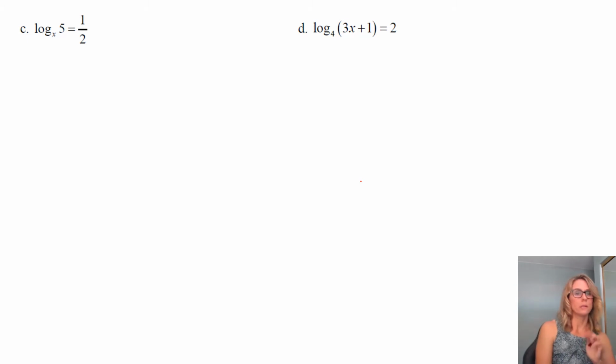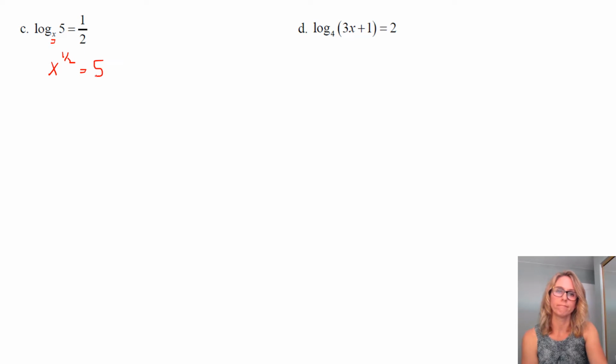Now take a look at why C is a little bit different than A and B. Our variable here is the base of the logarithm. However, it doesn't matter. All this is saying is x to what power gives us 5, and we're being told that the answer to that is 1/2. So x to the 1/2 equals 5. I'm still just rewriting it. All you should notice is that it creates a slightly different equation of where the variable is.